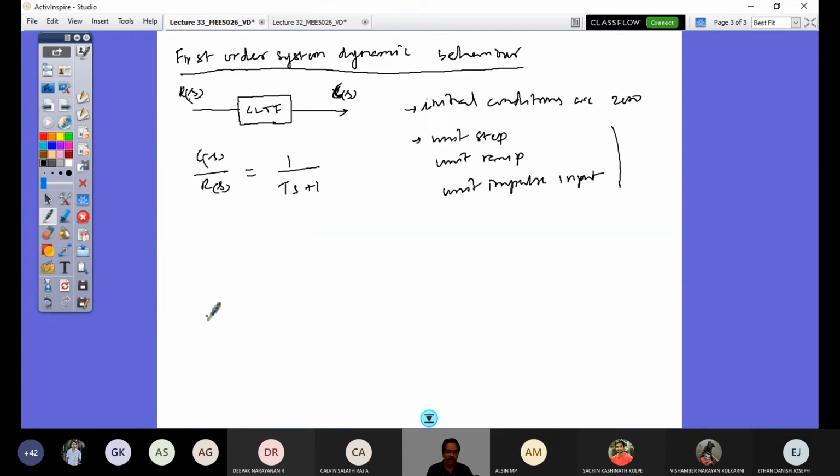Now, what is this first order system? This is the simplified block reduction diagram. If you have to get that as a model, it would be like this, and that is also simple. So R of S, you have this plus minus, and you'll have the feed forward transfer function. The feed forward transfer function is 1 by Ts.